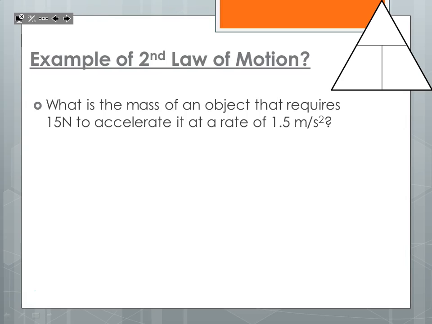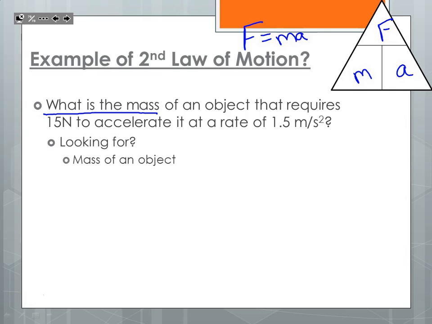It says, what is the mass of an object that requires 15 newtons to accelerate it at a rate of 1.5 meters per second squared? Well, I've got to remind myself again that I'm using the equation that force equals mass times acceleration, with my force on top, my mass, and my acceleration on bottom. So the first thing I always do in a word problem is ask, what am I looking for? Well, right out of the gate it says, what is the mass? So I'm going to be looking for the mass of the object. Does it tell me what object? No, it's just a mass of an object.